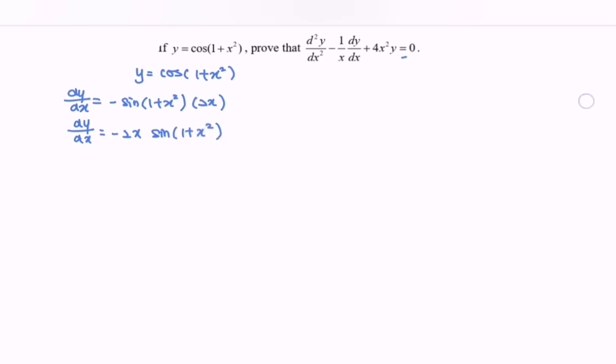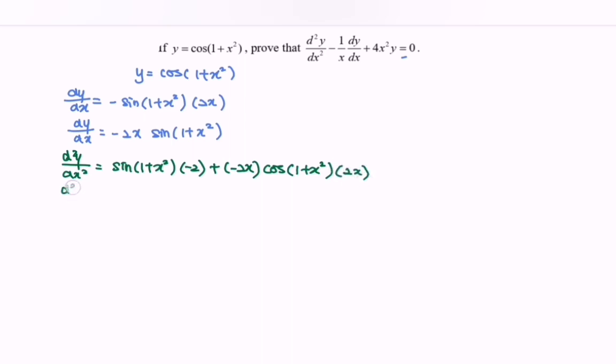Continue. Find the second derivative. Make use of the product rule. So we have sin(1 + x²), and differentiate the negative 2x to get negative 2. Plus, we have the negative 2x, and differentiate the sine to get cos(1 + x²). Focus on the internal function, so we have the 2x.